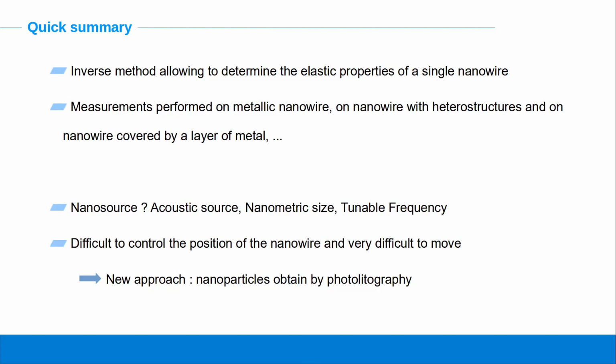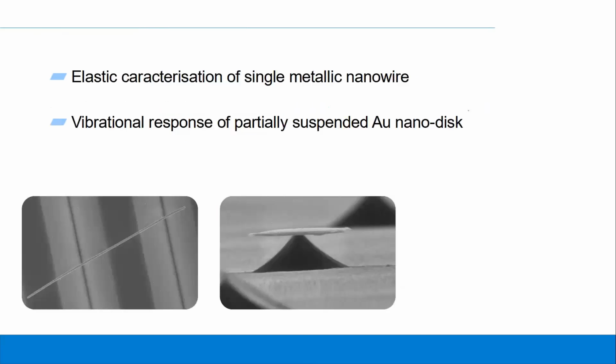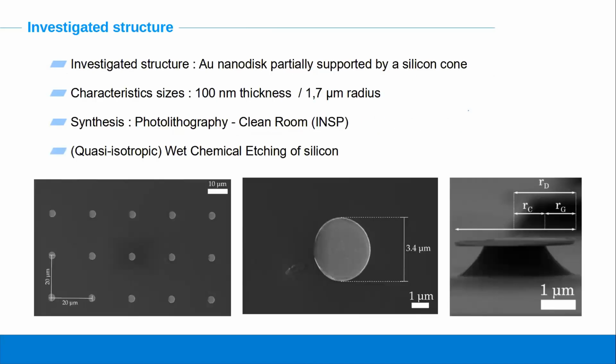So what we investigated in the second part was to use nanoparticles made by photolithography, so we could have very good control of the position of such nanoparticles. That was the case in the second part when we investigated gold nanodisks. The structures we consider here are gold nanodisks, which are synthesized by photolithography directly in the clean room at the NSP. And as you can see on this image, we have very good control of the position, but also of the size of the particle.